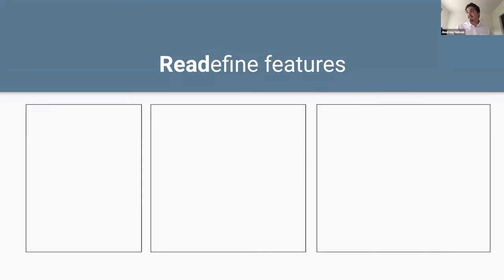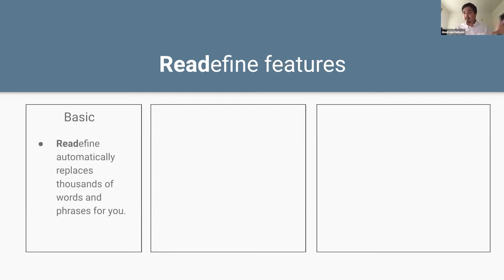And here are the features. We've got the basic version, where Redefine automatically replaces thousands of words and phrases. We've got the free version, where you get the ability to have your own personal Redefine dictionary. This allows you to redefine your own words that may not be in the public Redefine dictionary. You have the ability to enable or disable websites, which you can actually do with extensions, but this makes it easier to use within the UI of the extension.